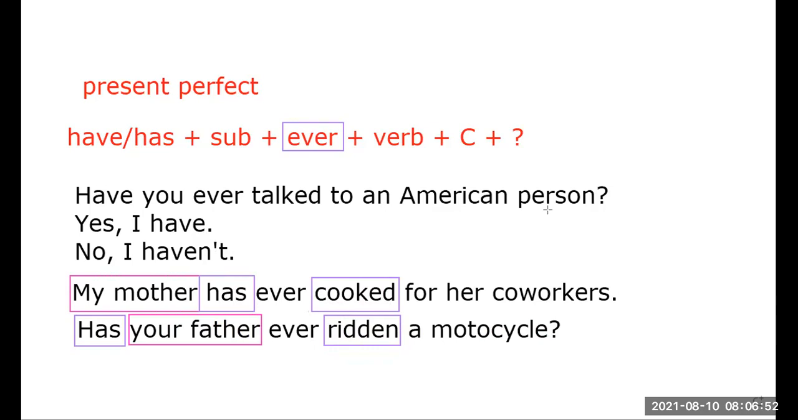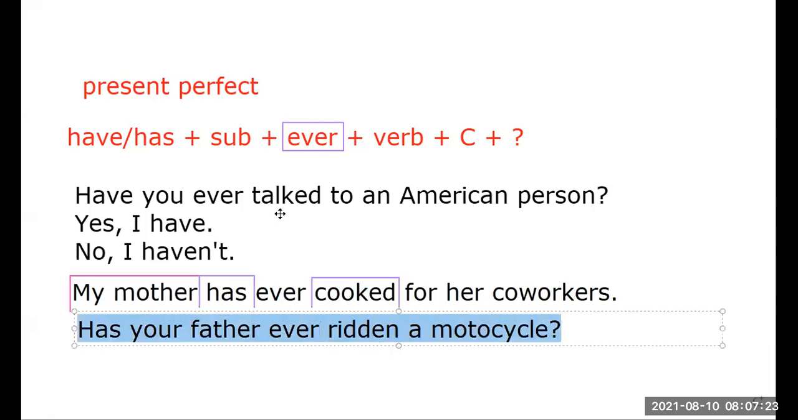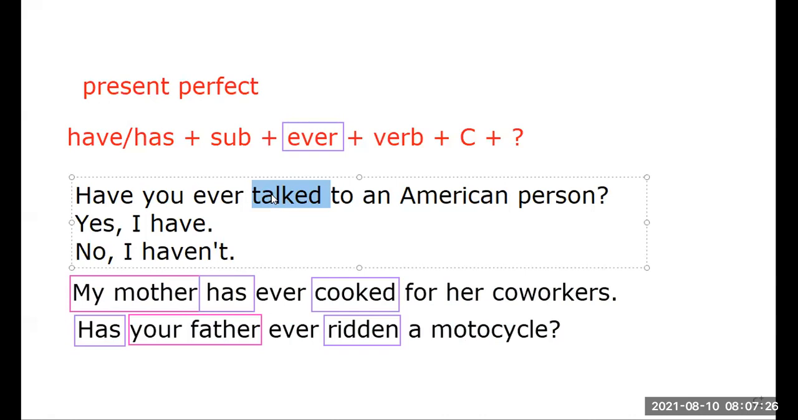Why do we use past? ¿En dónde ocupamos pasado? In the sentences. No, here we are not using simple past. Here we are using verbs in past participle. Verbos en pasado participio. Past participle is cooked, ridden, talked, but these verbs are not in past.